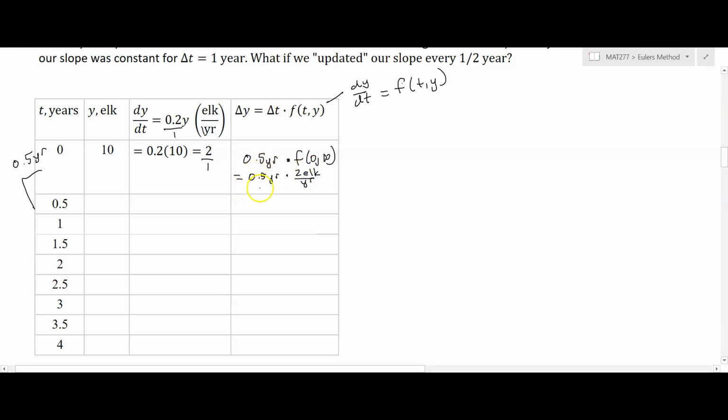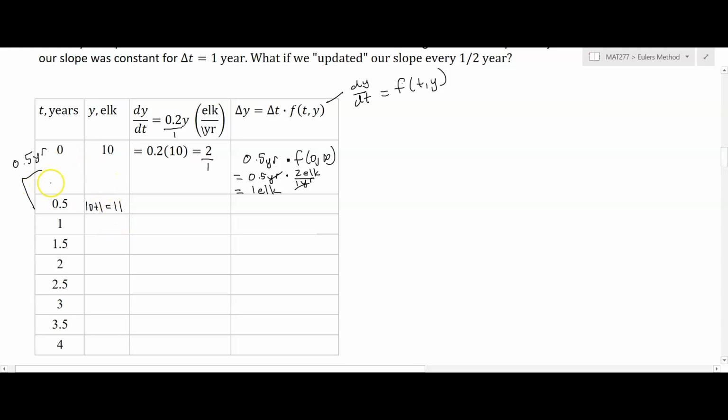So if I only change time by half a year at a rate of 2 elk per 1 year, then that comes out to 1 elk. That's my change in y. Notice that the years are gone now because the years cancel out, and I'm now left with just a change in y of 1 elk. So instead of now taking 10 plus 2, I'll only do 10 plus 1, which equals 11.